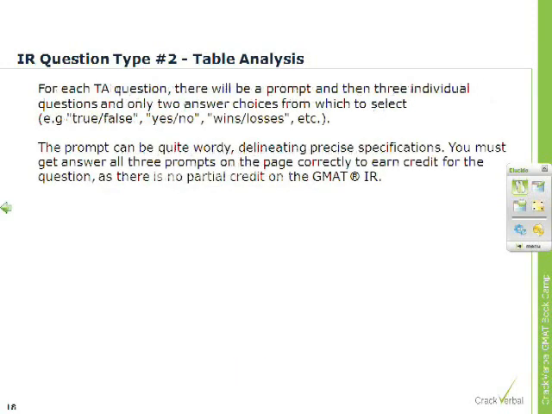For each table analysis question, there will be a prompt and then 3 individual questions with only 2 answer choices from which to select: true, false, yes, no, etc. Right? The prompt can be quite wordy, delineating precise specifications. You must get the answer to all 3 prompts on the page correctly to earn credit for the question. Right?